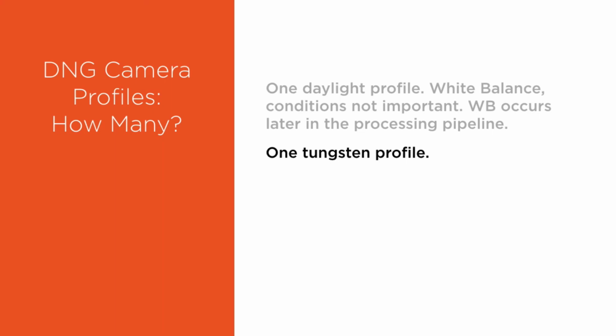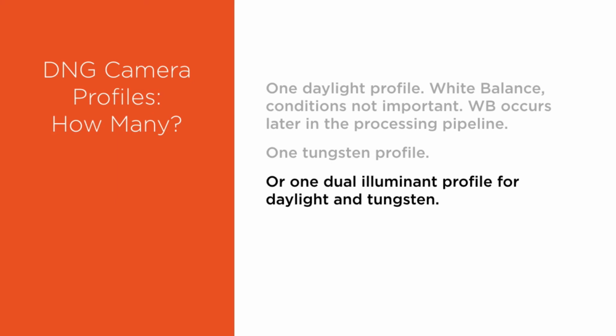So you need one for daylight. You probably need one for tungsten. That's a completely different color illuminant. And then you have the option of building what's called a dual illuminant profile. You can shoot the target in both daylight and then tungsten and build one profile. This dual illuminant profile, I can use it under both daylight and tungsten.